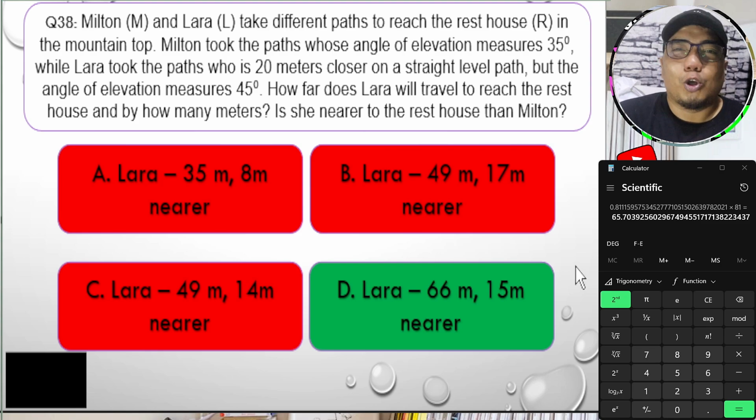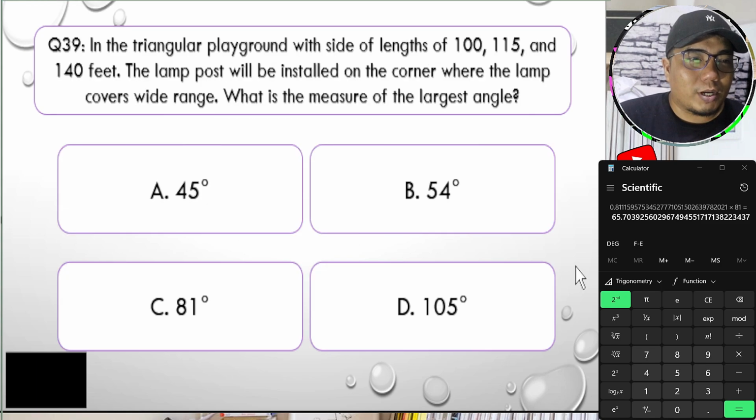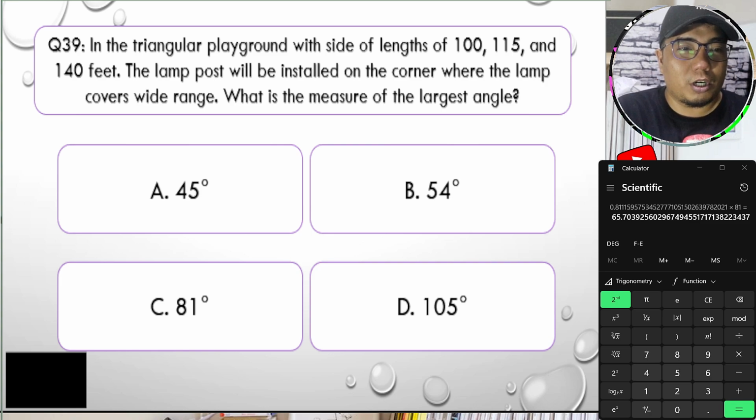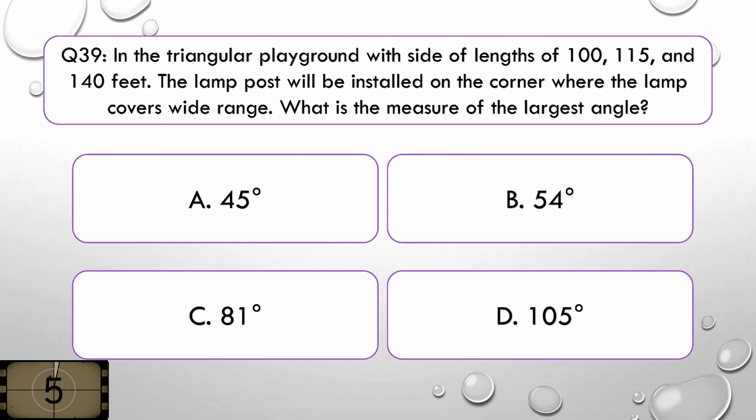Now, let us go to question number 39. In a triangular playground with sides 100, 115, and 140, the lamp post will be installed on the corner where the lamp covers a wide range. What is the measurement of the largest angle? Okay, is it A, 45, B, 54, C, 81, or D, 105? I'll give you 5 seconds to think about your answer.